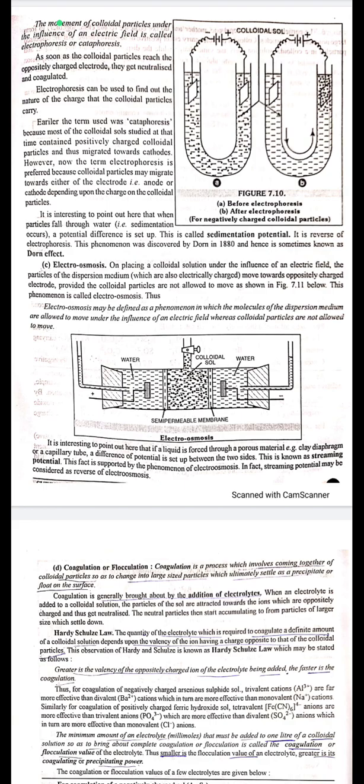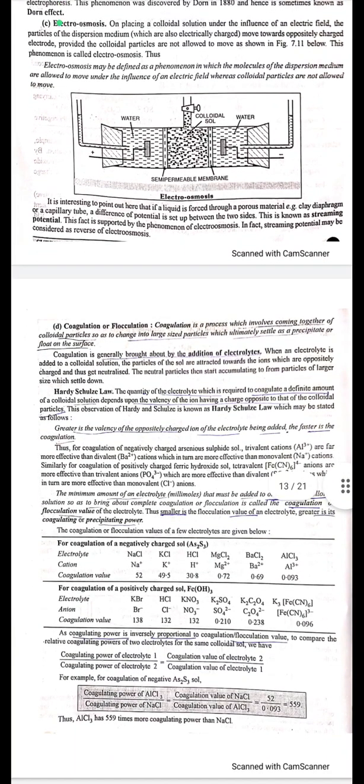D. Coagulation or flocculation. Coagulation is a process which involves coming together of colloidal particles so as to change into large-sized particles which ultimately settle as a precipitate or float on the surface. Coagulation is generally brought about by the addition of electrolytes. When an electrolyte is added to a colloidal solution, the particles of the sol are attracted towards the oppositely charged ions and thus get neutralized. The neutral particles then start accumulating to form particles of larger size which settle down.